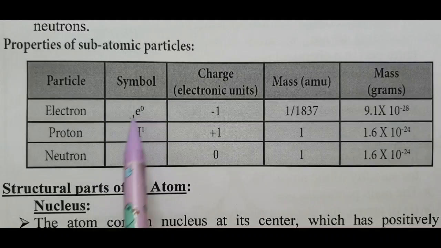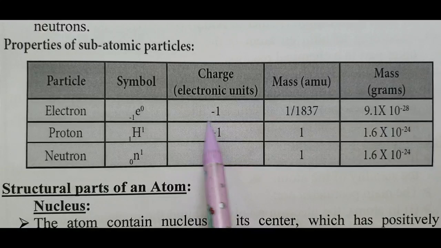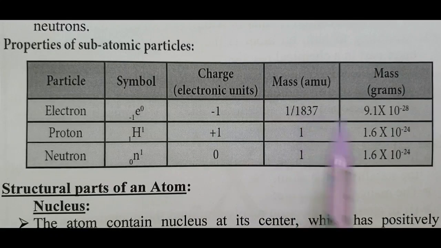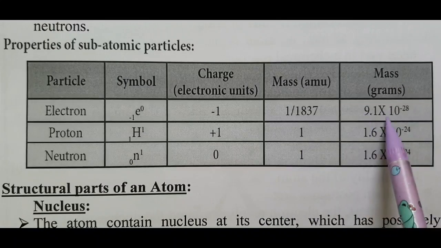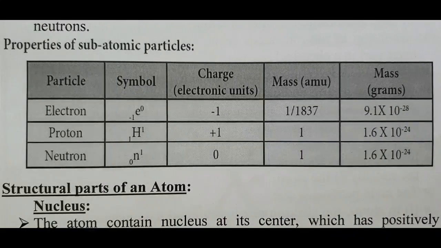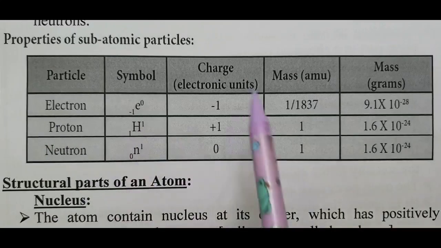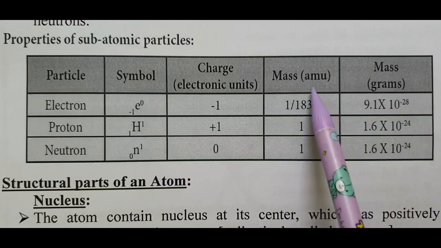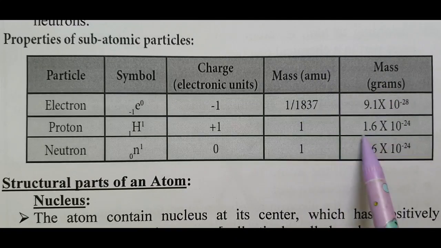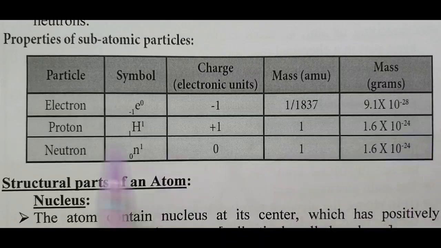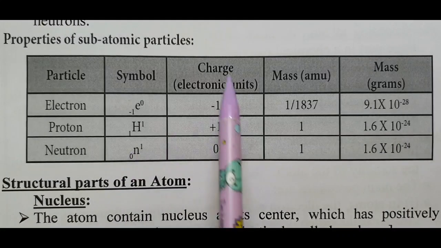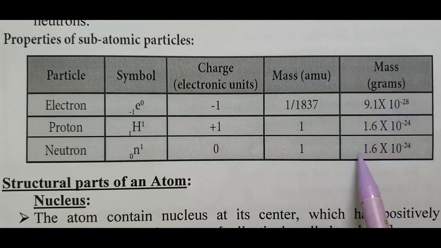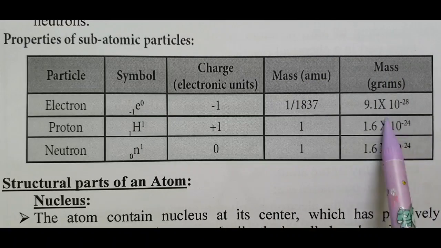Electron: symbol e, charge -1, mass 1 part out of 1837, mass 9.1 into 10 power minus 28 gram. Proton: symbol H 1 1, charge +1, mass equal to 1 in atomic mass unit, and in gram 1.6 into 10 power minus 24. Neutron: symbol n 0 1, charge equal to 0, mass in atomic mass unit 1 and mass in gram 1.6 into 10 power minus 24. These two are the same.